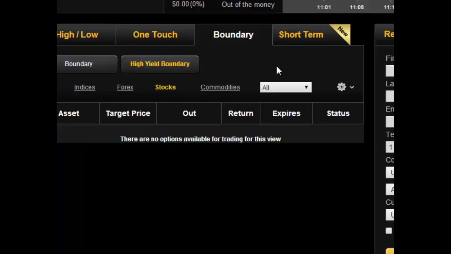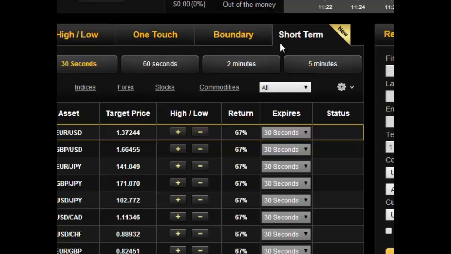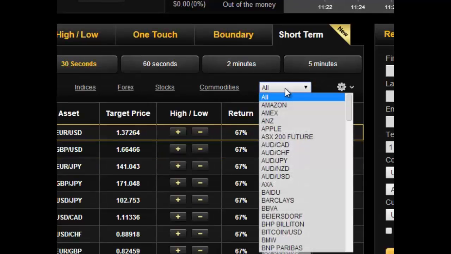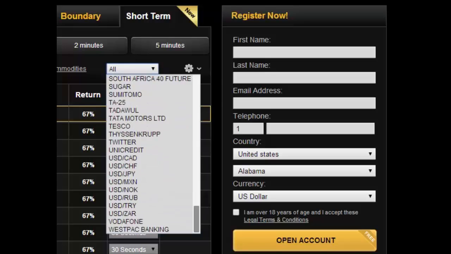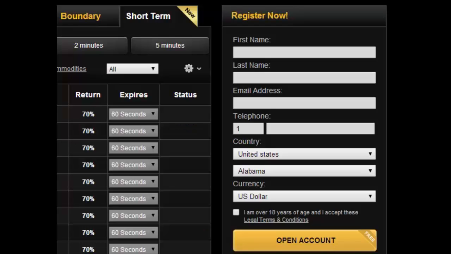The last type of binary option that is offered by the 24 Option trading platform are short term options. One nice feature that's different than many of the other binary option platforms that offer 60-second options is they now offer 30-second options. As you can see, for 30-second options, the return profile is smaller than what you would normally see. It can range from 60 to 80%. The expiries again are 30 seconds, and again they list all the different assets that you can trade 30-second options for. They offer 60-second options as well.